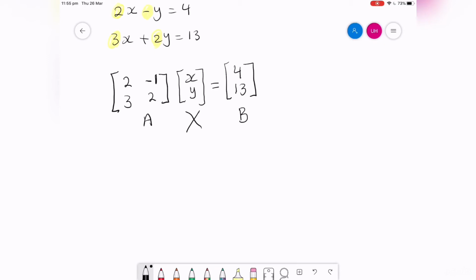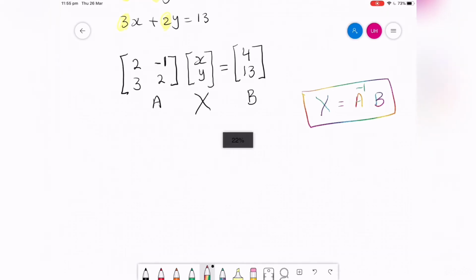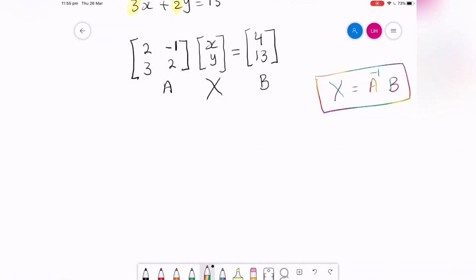Using the expression we need for solving simultaneous equations, X equals A inverse B. That's basically what we need to use to solve the equation. So from this expression, we need to find A inverse. To find A inverse, we need the determinant and the adjoint A. A inverse is 1 over det A multiplied by adjoint A.